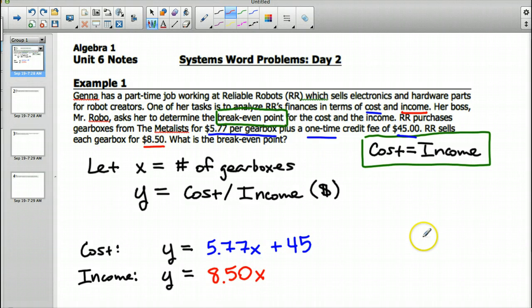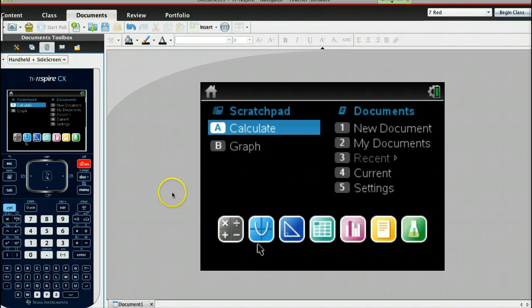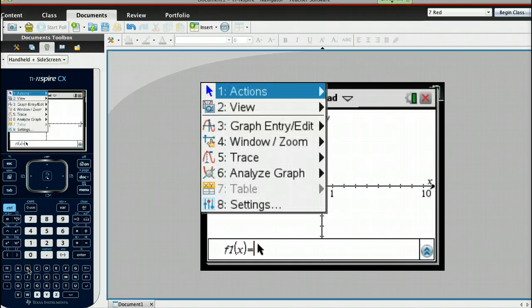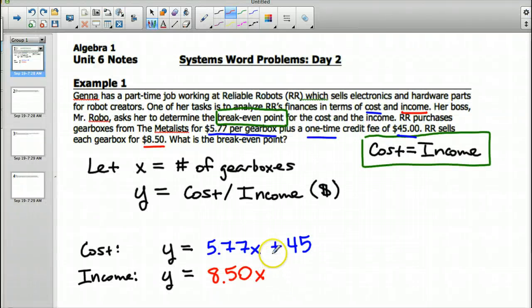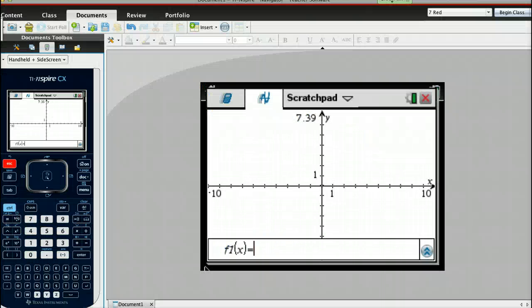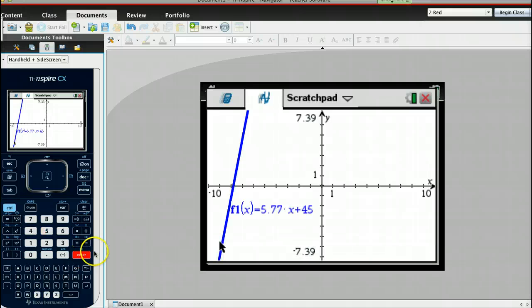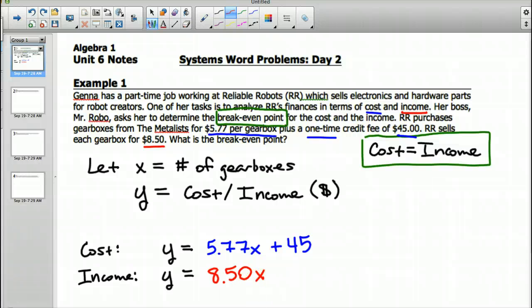Okay, now to solve this system, we can do what you learned how to do in class the other day. Go to your graphing calculator, and we can graph both of these equations. So if I'm going to go to my graphing screen, okay, I want to graph, first of all, the equation Y equals 5.77x plus 45. And you can be in function form for this, since these are both slope-intercept form. Okay, so I'll press enter for that. And then I want to graph my other equation, which is Y equals 8.5x.